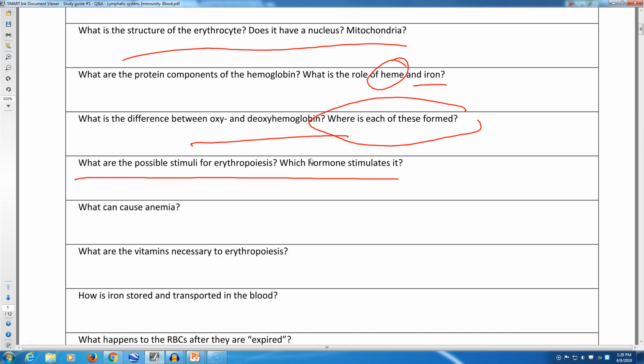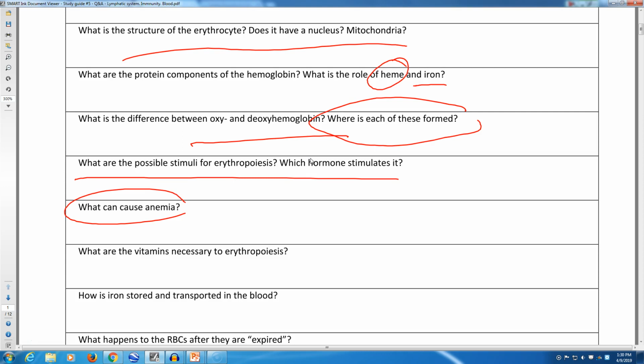Stimuli for erythropoiesis. So, remember I gave you the list in one of the questions on the quiz, something like that. So anything that reduces the oxygen availability, hypoxia, iron deficiency, fairly straightforward. What can cause anemia? Anything that will reduce the number of red blood cells. Blood loss can induce anemia. Iron deficiency can induce anemia.